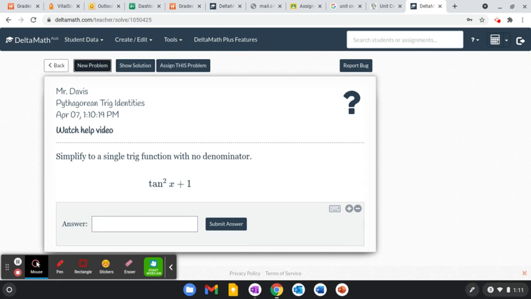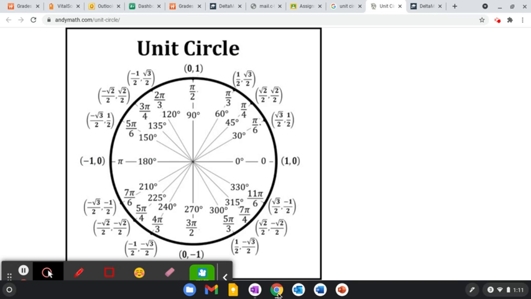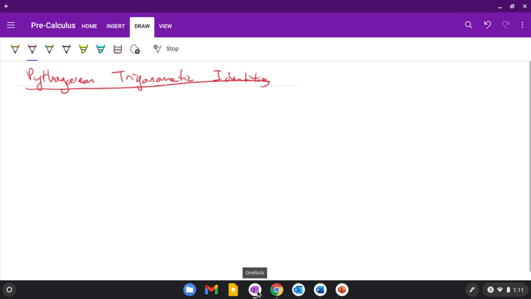We're given tangent squared x plus 1, and we're supposed to simplify that to a single trig function. Another example here, 1 minus sine squared, simplify that to a single trig function. Secant squared x minus tan squared x, simplify that to a single trig function. So that's what we're going to be doing. But before we do that, we need to develop some equations here. So actually I want to start with this Pythagorean part of it.